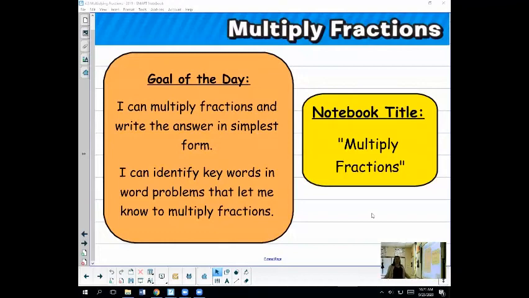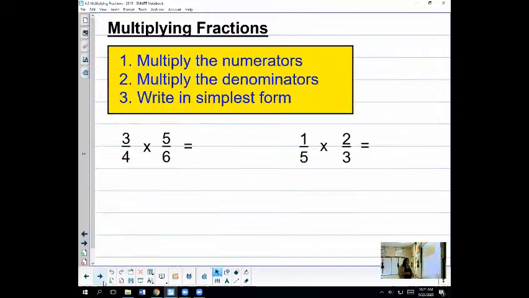Guys, today we're going to multiply fractions, so fractions by fractions. And then we want to make sure our answer's in simplest form, and we're going to look at those keywords to let us know that we are actually multiplying these fractions. So that is your title for today. All right, so let's get to the first examples here.